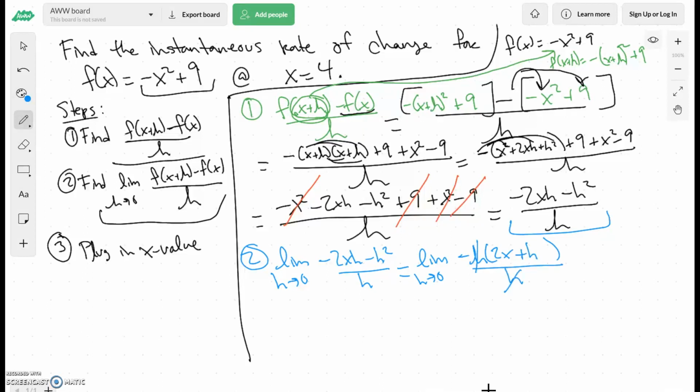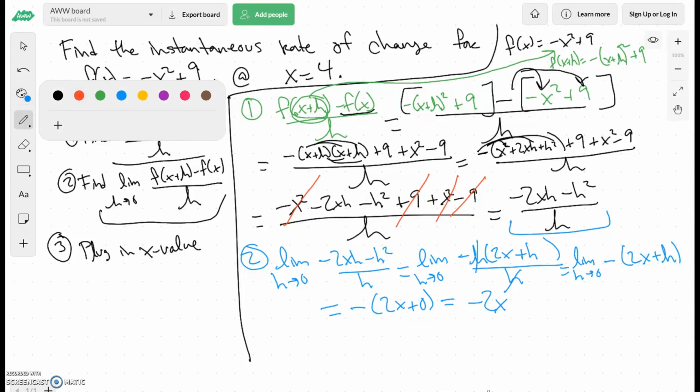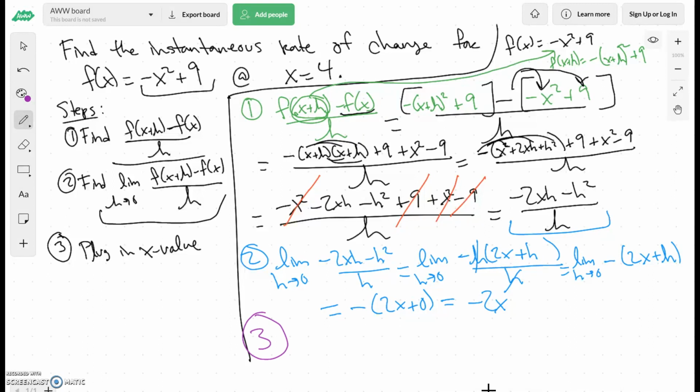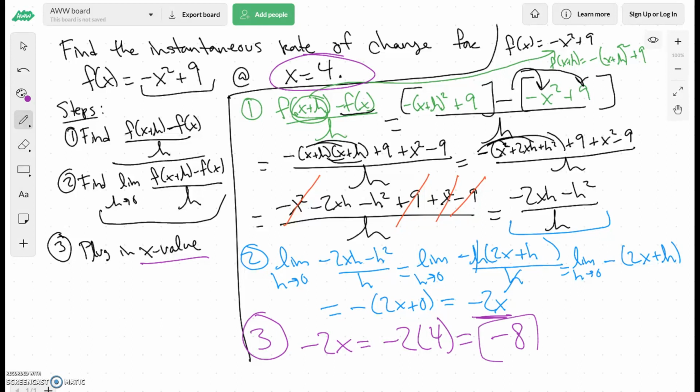So now the h's go away, and I'm going to have the limit as h goes to 0 of negative 2x plus h. Now I'm going to evaluate the limit as h goes to 0. So I'm going to have negative 2x plus 0. So my answer is going to be negative 2x. Now I'm not done yet, because of the last step. Let me put that in purple. My last step is to plug in the x value. I just figured out this was negative 2x. Now all I'm going to do is plug in the positive 4, because that was what we were trying to solve. So now this will be just negative 8. And this is my answer.